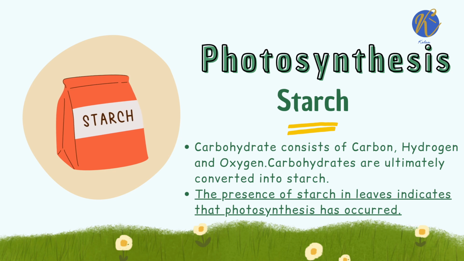Carbohydrates get ultimately converted into starch. Starch is one of the forms of carbohydrates. This starch is used by plants to get energy. The presence of starch in leaves indicates that photosynthesis has occurred.